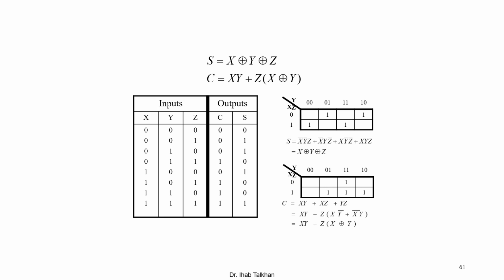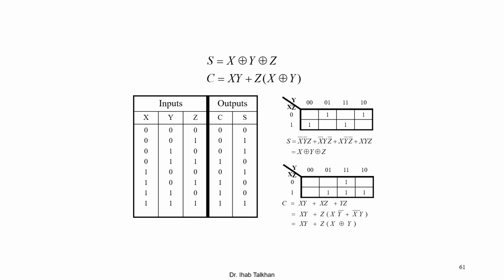But if you do it by the K-map, the K-map looks like what you have in the slide, and S equals X bar Y bar Z plus X bar Y Z bar plus X Y bar Z bar plus X Y Z, which is actually X XOR Y XOR Z, as I mentioned before. For the C, if you have the K-map for the C, you will find out that you have 3 groups here, which will end up with C equal XY plus XZ plus YZ. These are the original equations where you can draw the hardware directly.